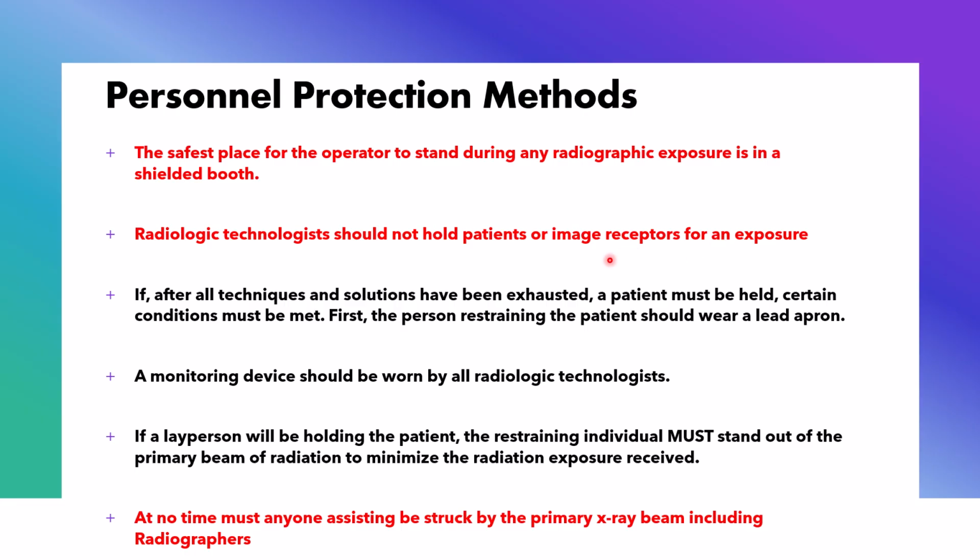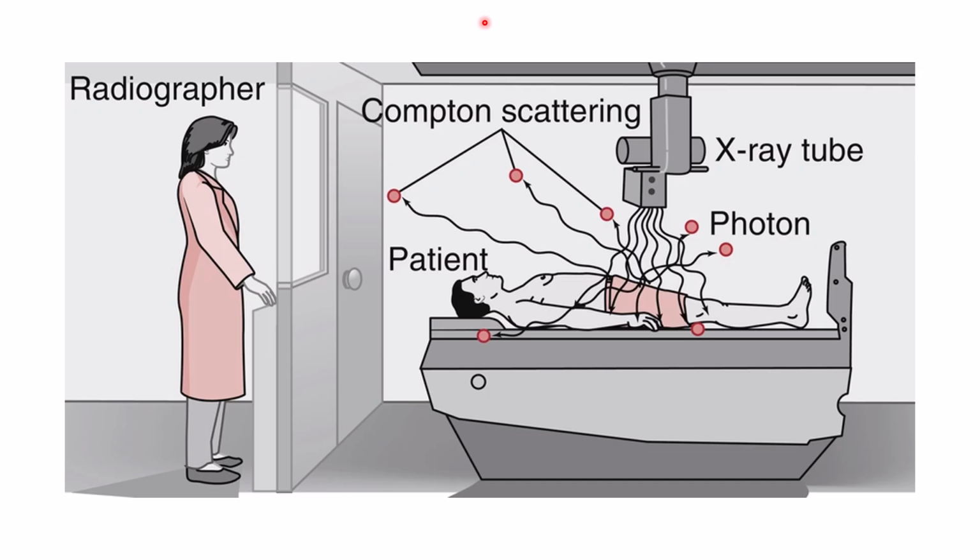Especially in emergency situations and with patients that are really critical, you may have to. Not as a student, students cannot, but as a technologist, you are going to have to hold the image receptor. But you're never going to stand in the primary beam. You should be as far away from that image receptor as possible while you can still do your job, and you should have on a lead apron and your radiation monitor. At no time must anyone assisting be struck by the primary beam, including the radiographer.